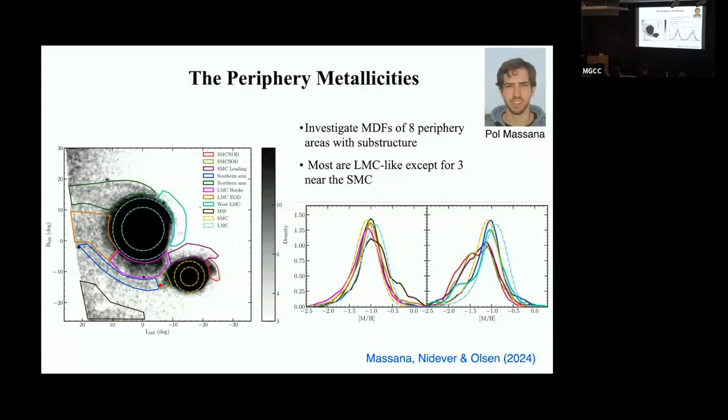So it seems that most of the substructures come from the LMC and some from the SMC. We haven't yet found really clear evidence of an accreted stream, like we have seen a lot around the Milky Way and the Milky Way halo. So most of this material seems to come from the MCs themselves, likely stripped off from their interactions.